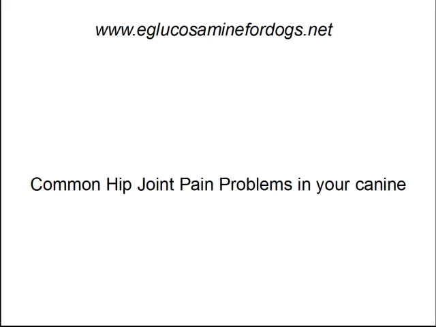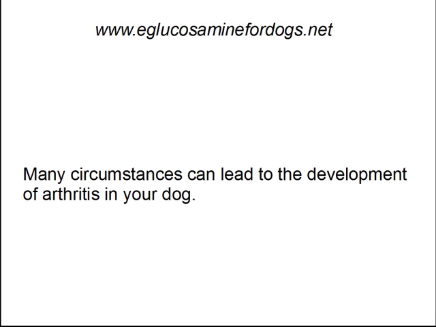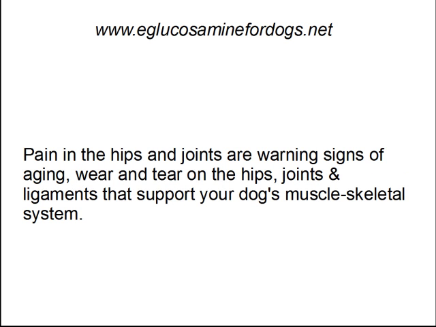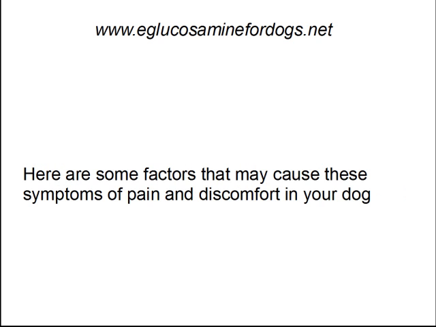I want to talk a little bit about the common hip and joint pain problems in your canine. There are many circumstances that can lead to the development of arthritis in your dog. Pain in the hips and joints are warning signs of aging, wear and tear on the hips, joints, and ligaments that support your dog's musculoskeletal system. Here are some of the factors that may cause these symptoms of pain and discomfort in your dog.